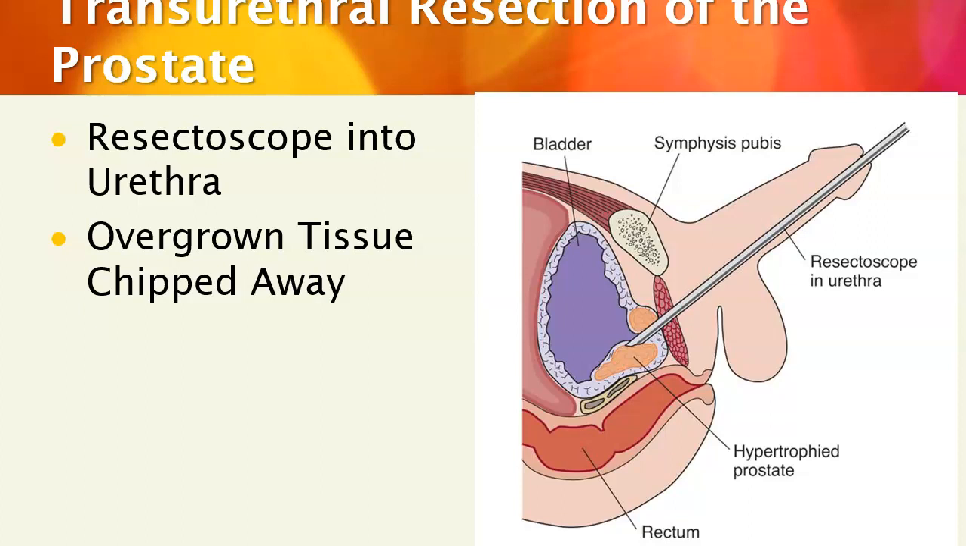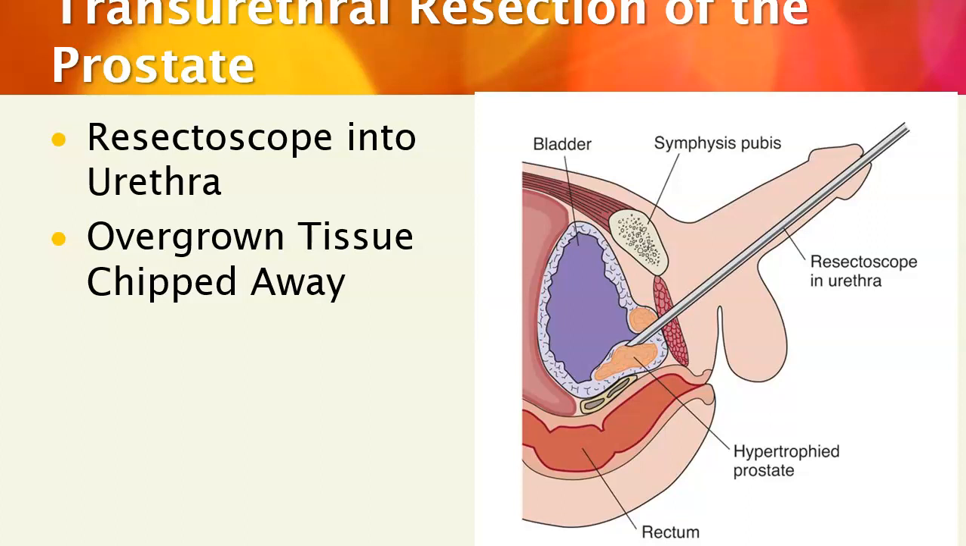Now, the procedure that is most often used for the prostate gland is something called a transurethral resection of the prostate, and this is known as a TURP procedure. And basically what you're doing is you're going to use a resectoscope, insert it into the urethra, and that very long scope will, and you can see from the picture, actually go to the prostate gland and chip away overgrown tissue, okay? And then the chips are flushed out with irrigation. So usually what they set up here is a continuous bladder irrigation or a CBI setup.